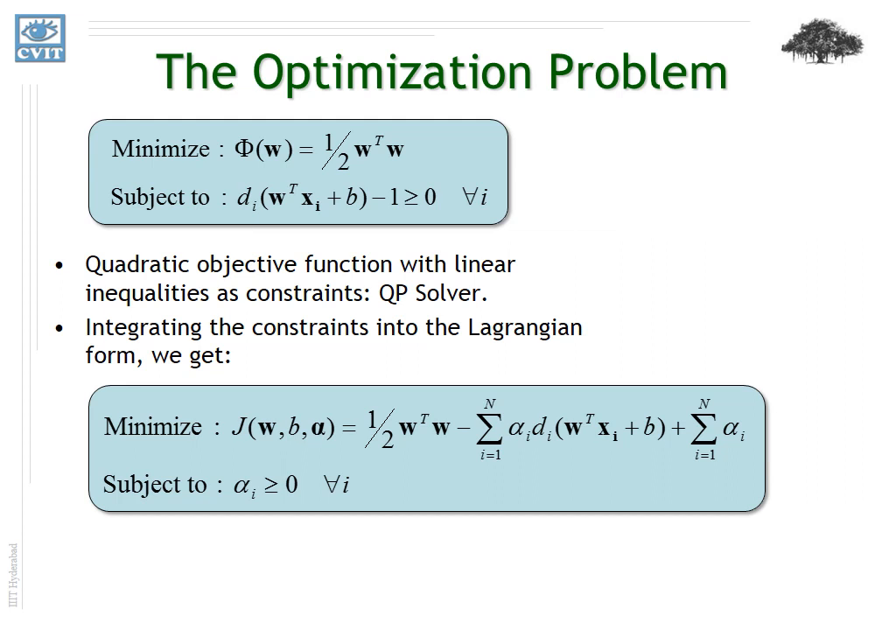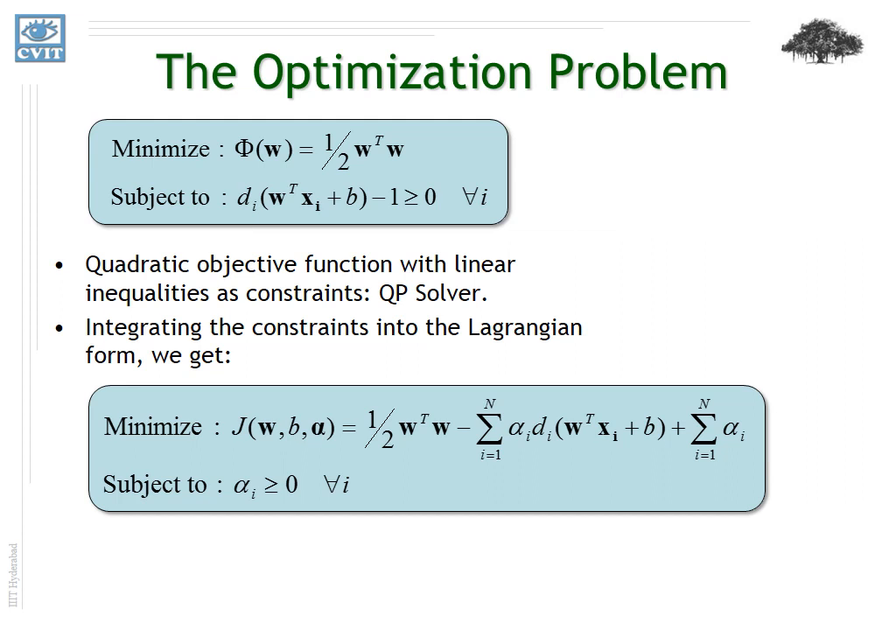So the new function to be minimized, we will state as J of w, b, and alpha, where w and b are the parameters of the hyperplane that we need to learn, and alpha are a set of new parameters that are introduced by the method of Lagrange multipliers. Alphas are in fact what you call Lagrange multipliers.